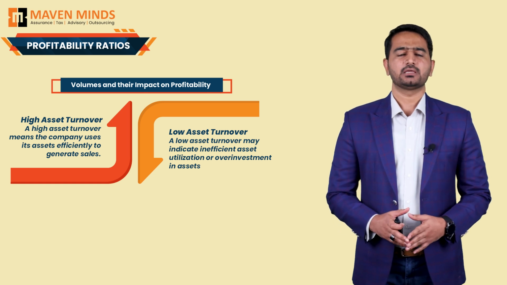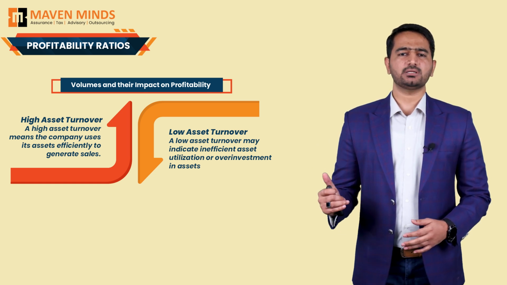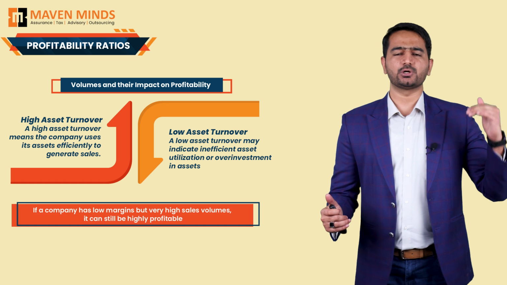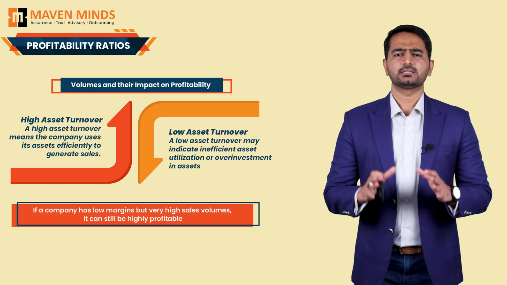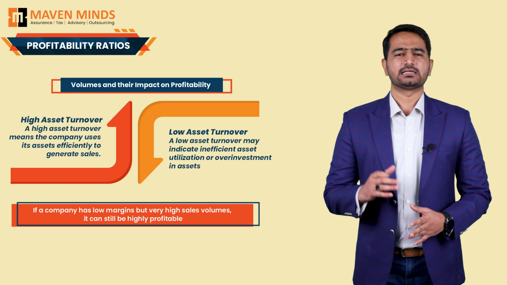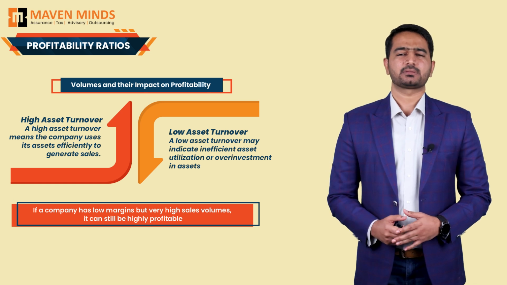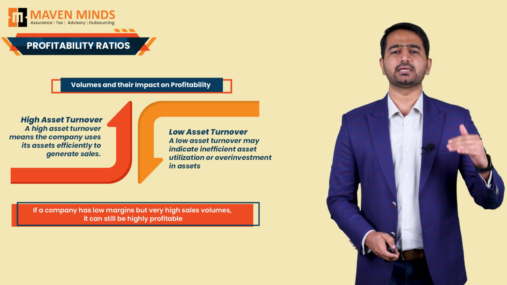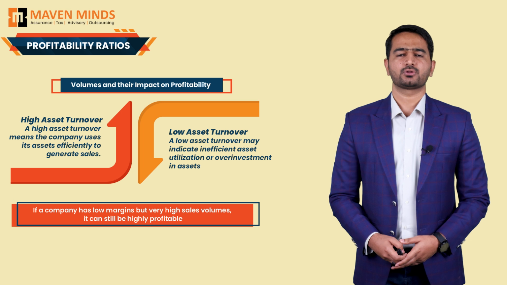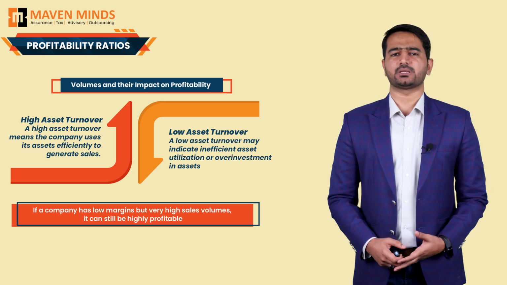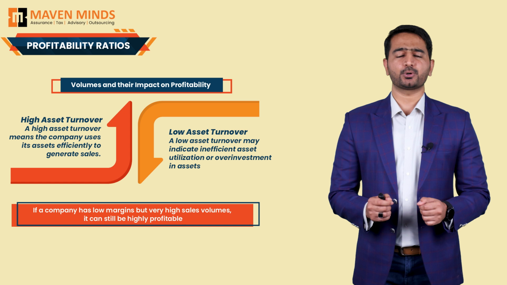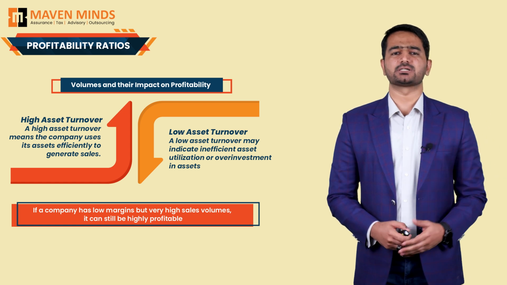For example, if a company has low margin but very high sales volume, it can still be highly profitable. Think about supermarkets. They work on very thin margin, but their high sales volume make them hugely profitable. On the other hand, luxury brands work the opposite way. They sell fewer products but at very high margin.